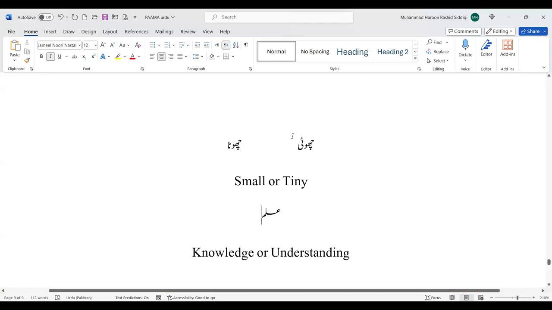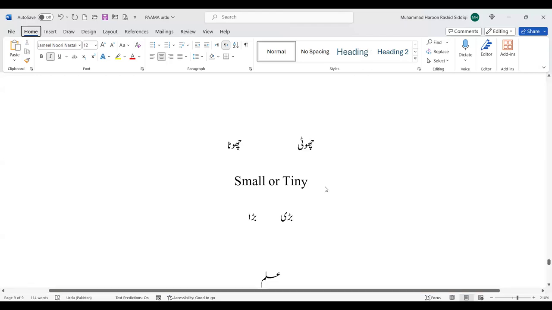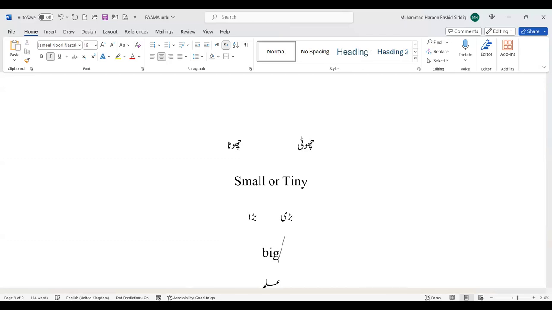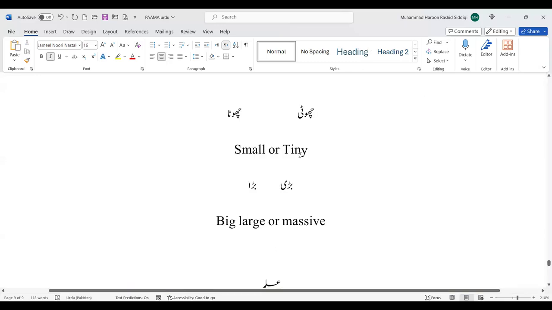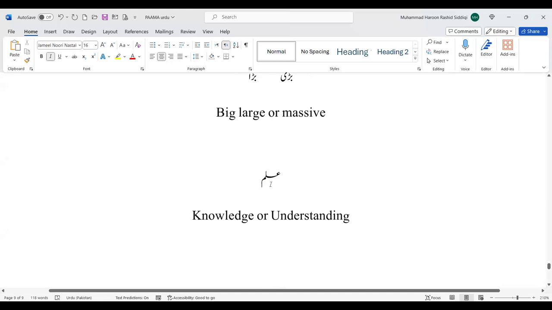Ilm, yes. So, oh, I did choti and I also did birdie. Sorry about that, so I'm going to do it again. Birdie and birda, yes, and that means big, large, or massive. So I'm going to use the words buddy and ilm, and we're going to make a sentence of this.